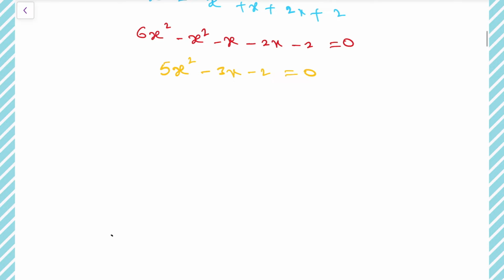Now by splitting the middle term into two terms, we need to find the x value here. So let us check that one. Here 2 fives are 10.